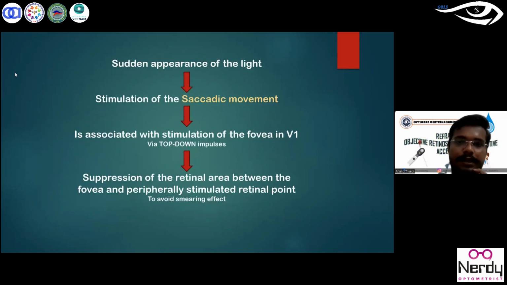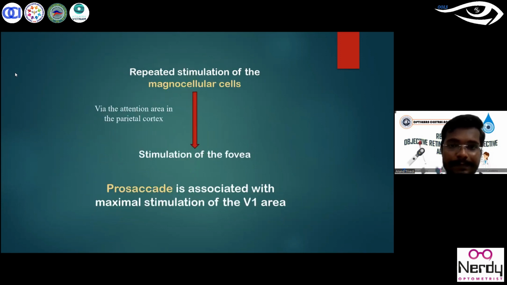So, the sudden appearance of light leads to stimulation of the saccadic movement, which is associated with stimulation of the fovea in V1 via top-down impulses. At the same time there is suppression of the retinal areas between the fovea and the peripheral stimulated retinal point, to avoid an emerging effect. Okay, so repeated stimulation of the magnocellular cells occurs because the prosaccade is associated with maximal stimulation of the V1 area via the attention area in the parietal cortex.